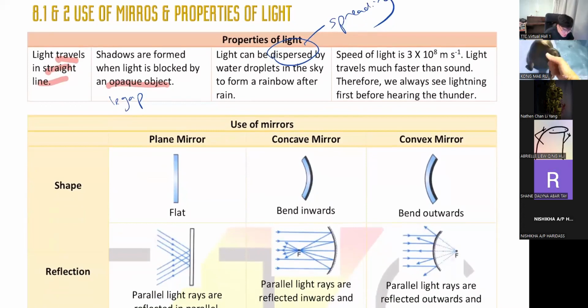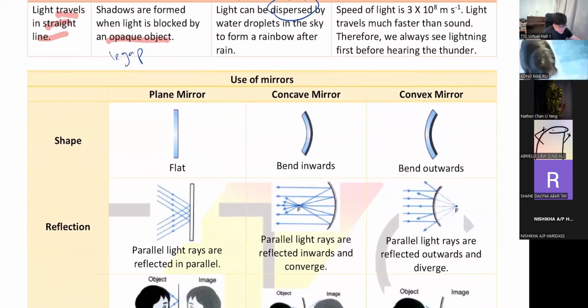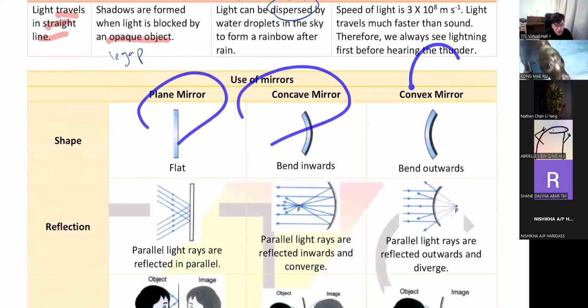Right, anyway, so we have 3 types of mirrors here. We have plane mirror, we have concave mirror, and we have convex mirror.